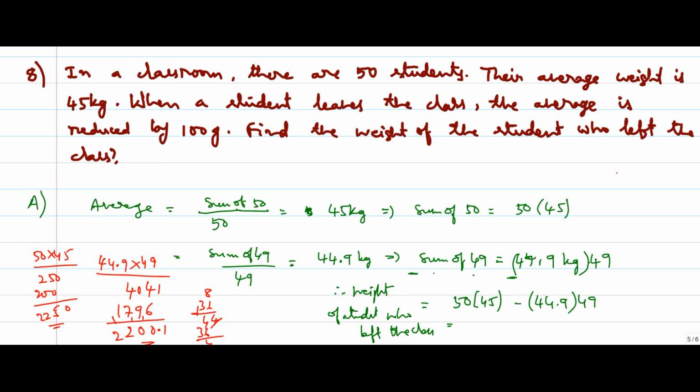Now it will be easy. 2250 minus 2200.1, so it is 49.9 kg. So 49.9 kg is the weight of the student who left the class.